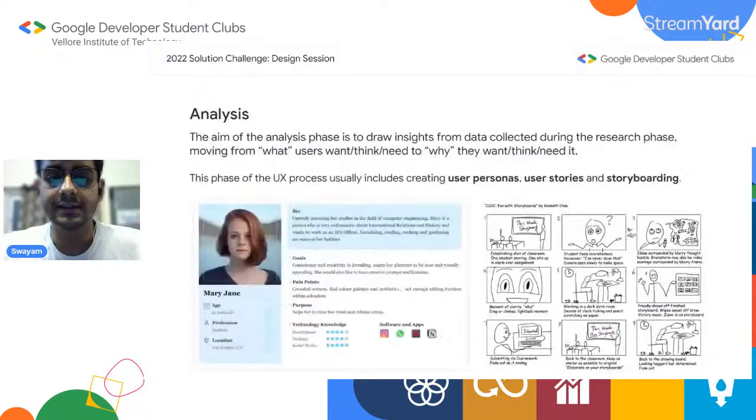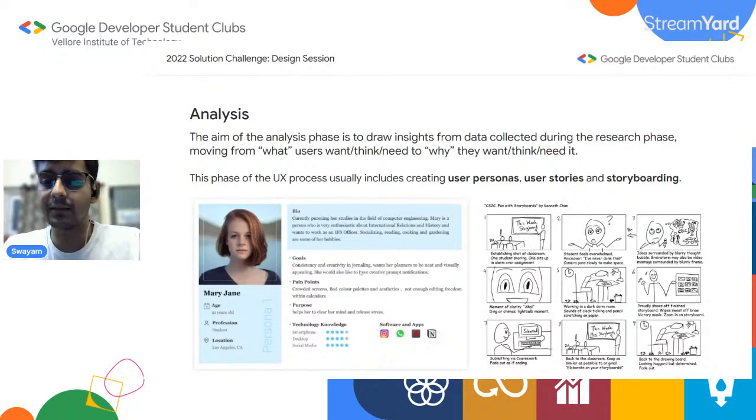After the research is done, we go to analysis. The main aim of the analysis phase is to draw insights from the data that we collected in the research phase, moving from what users want to why they want it. This phase of the UX process usually includes creating user personas, user stories, and storyboarding.